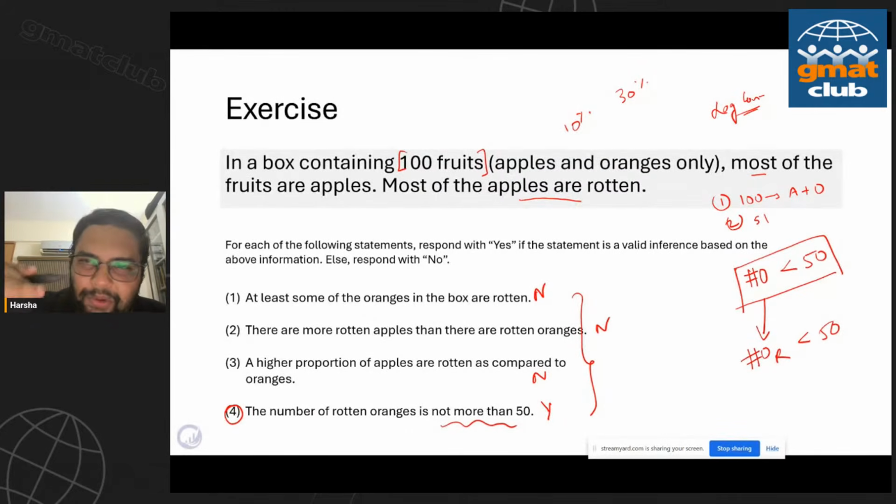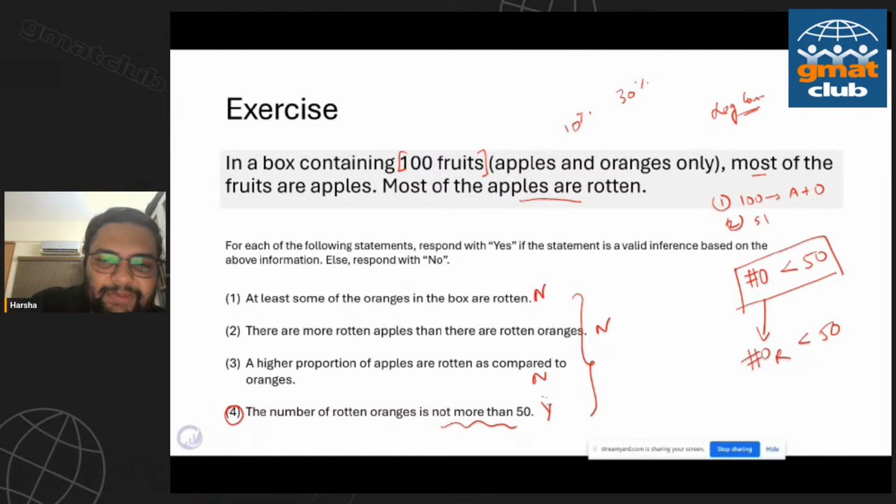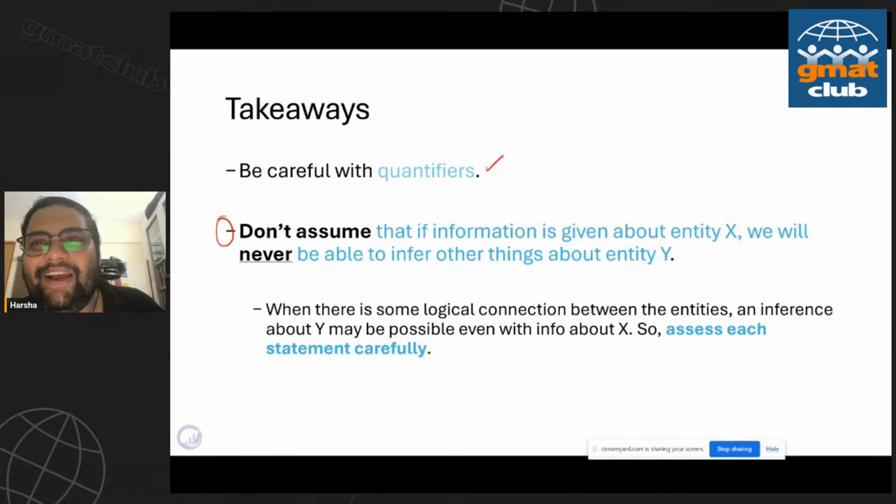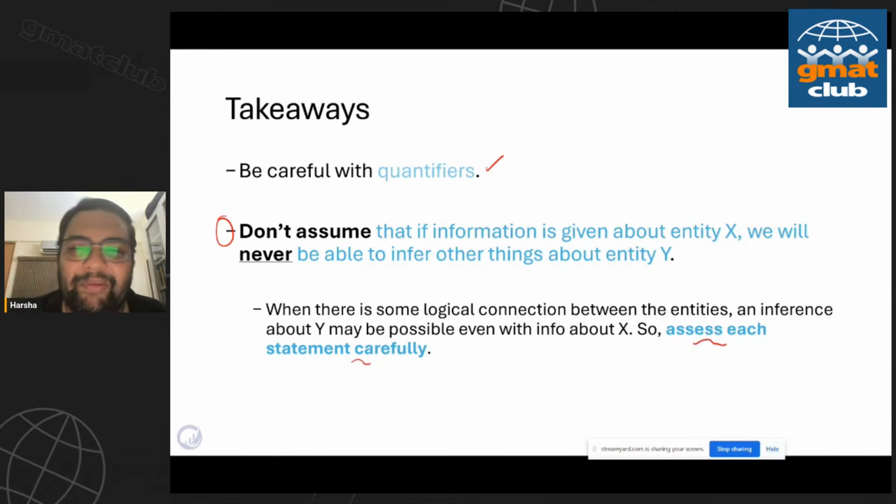And by the way, if you want, you could take examples to understand this as well, if needed. But this last one, some of you absolutely did not see this. So what's happening there? Of course, quantifiers is okay, but look at this one. Don't assume that if I give you information about entity X, I'm never going to be able to infer anything about entity Y. Not always the case. Sometimes you figure out some logical connection. Something is given to connect A and B. You might be able to figure something out. Did that help? Let me know. Because these are some basic mistakes that if you fix right now, as you go into your CR prep, as you go hardcore into inferences and other question types, you won't make these mistakes.